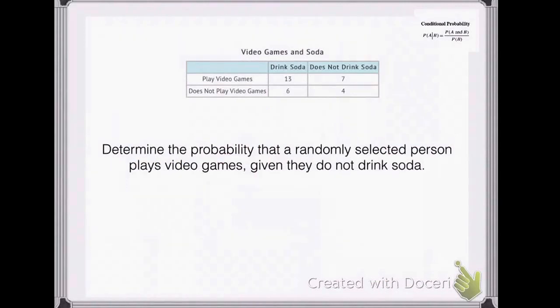You work this one. Determine the probability that a randomly selected person plays video games given that they do not drink soda.